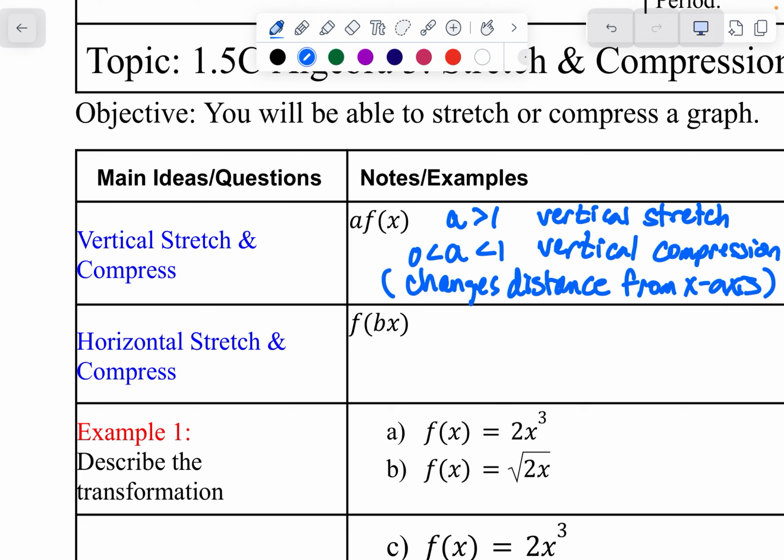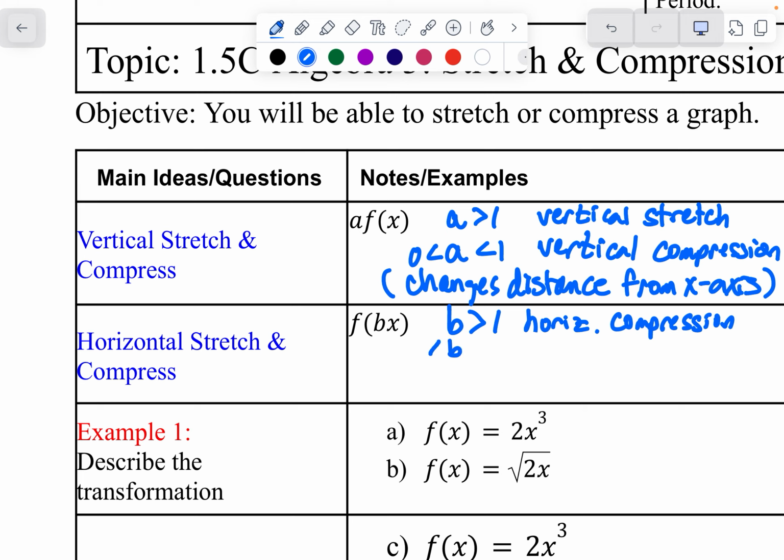That will help. Now, the one that's weird, anything we do on the inside of the function always does the opposite of what we think. If b here, touching the x, is bigger than 1, it is a horizontal compression. It is going to be closer to the y-axis.